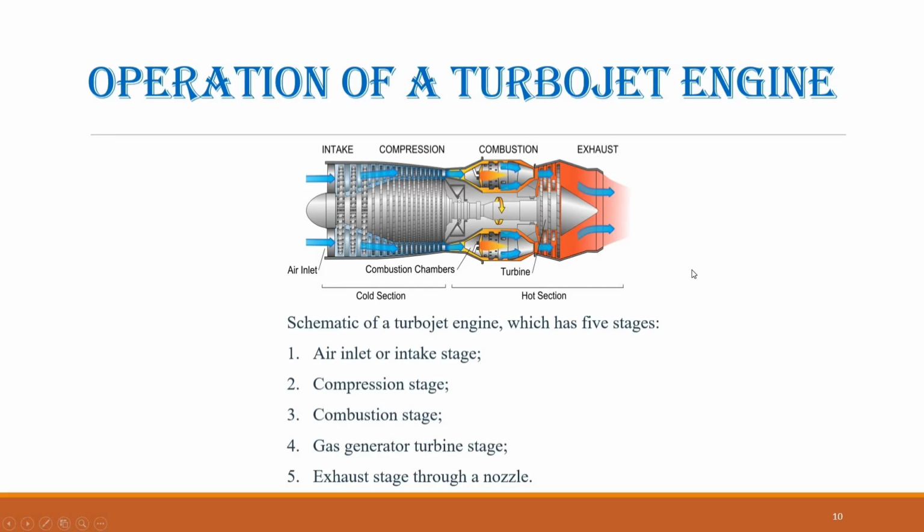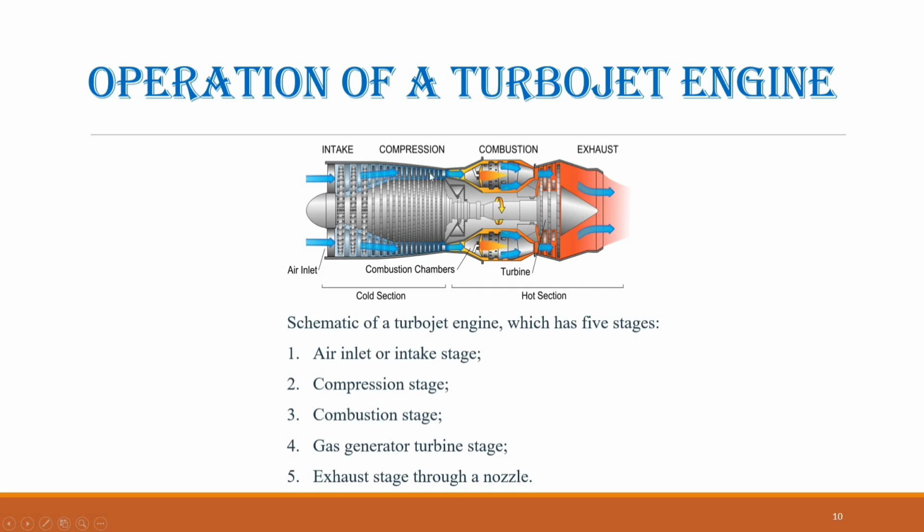Operation of a turbojet engine. The basic design of a turbojet engine consists of several key components arranged in sequence to produce thrust efficiently. The gas turbine engine includes an air inlet, a compressor stage driven by the high-pressure turbine, a combustion chamber, and high-pressure and low-pressure turbine stages.